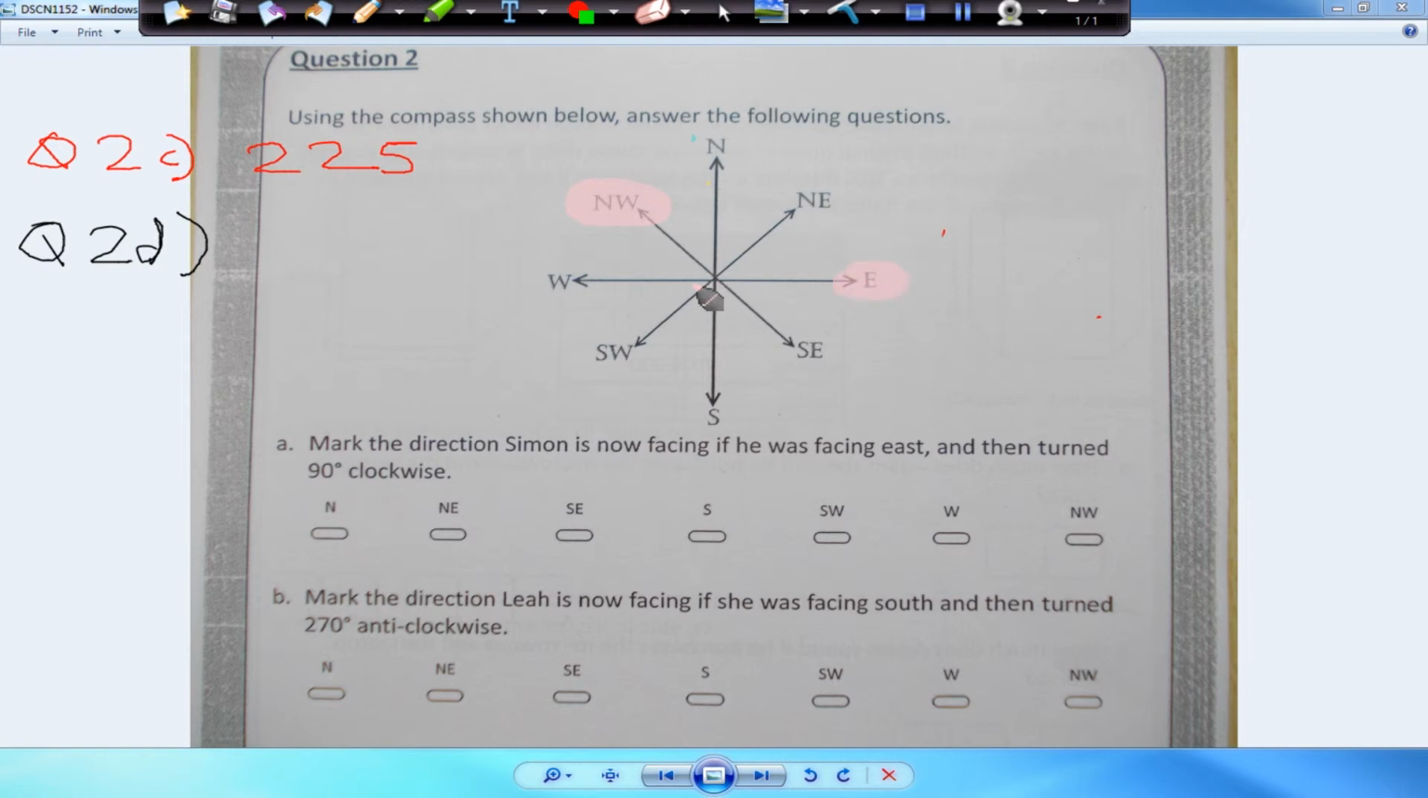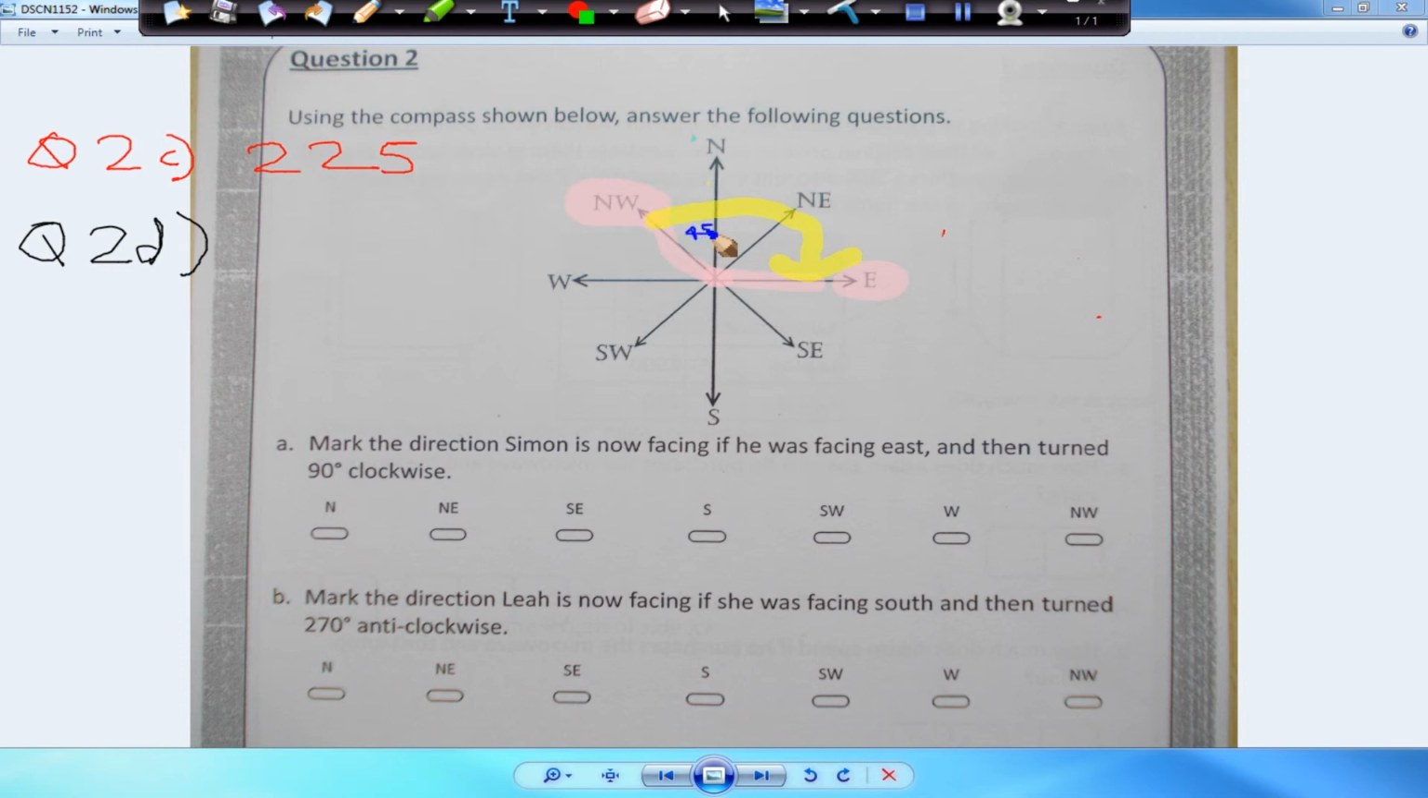So how many degrees clockwise has she turned? We are starting from here, and we're going to end up over here. So we're turning from here to here. Let's work out the angles now. From here to here is how much?